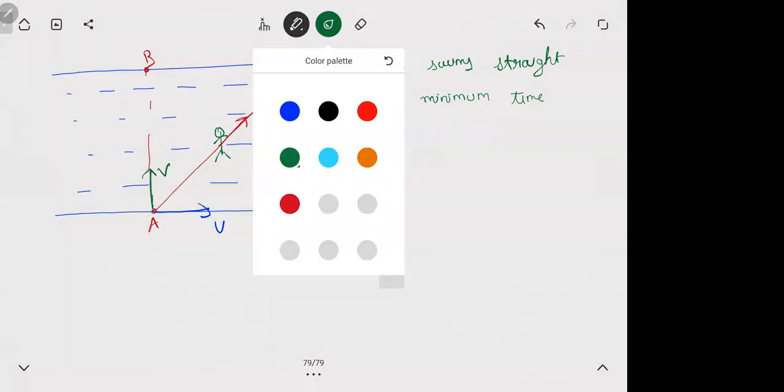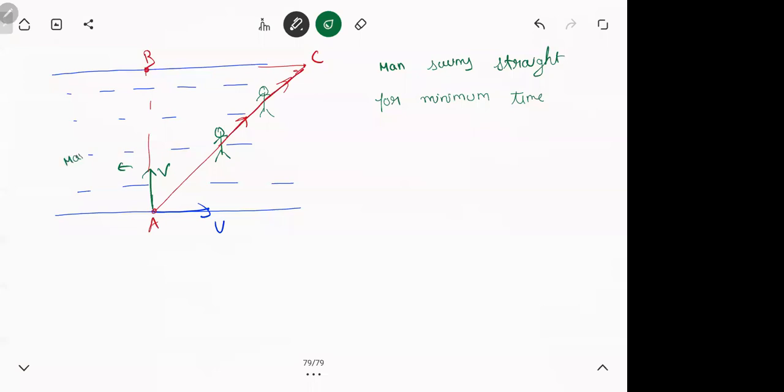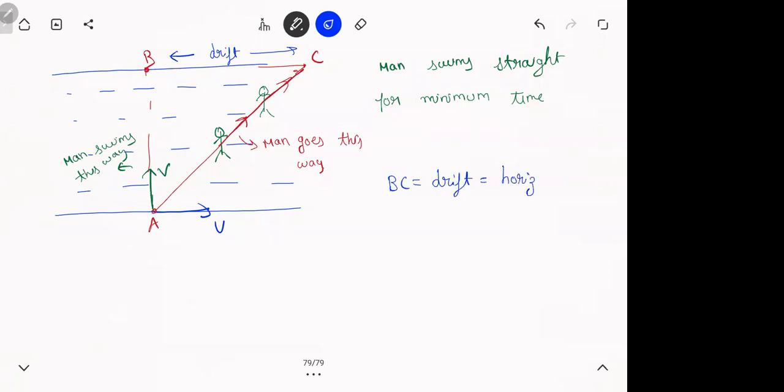So here, the man is trying to swim this way. Man swims straight, but because of the river, the man goes this way. So you're looking straight, but you're going to the right-hand side. This creates something called drift. Drift is how much distance you have gone horizontally with respect to the vertical line. So this distance BC is called drift, which is nothing but horizontal velocity into time.